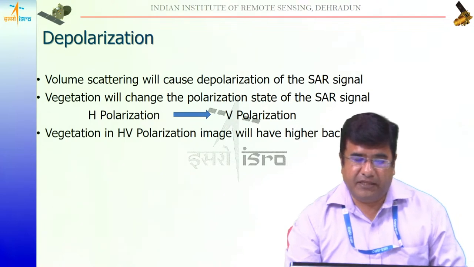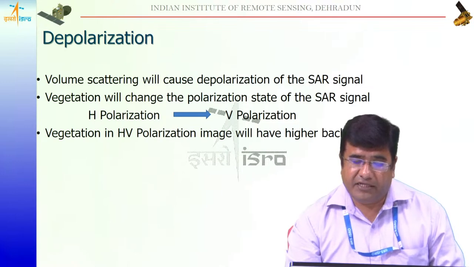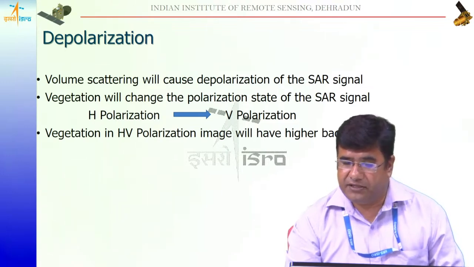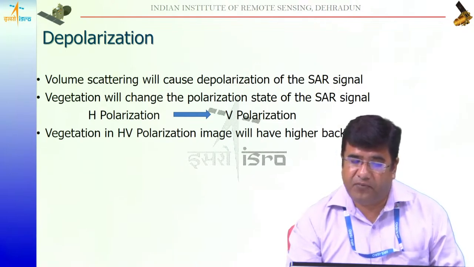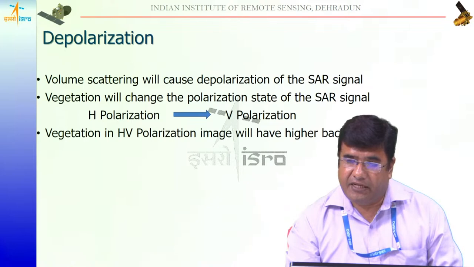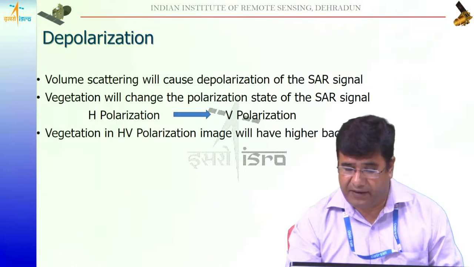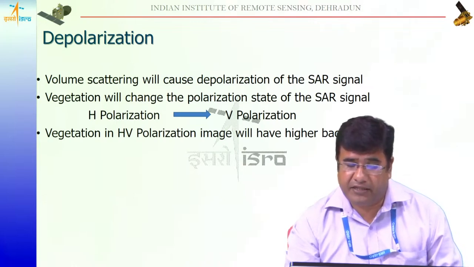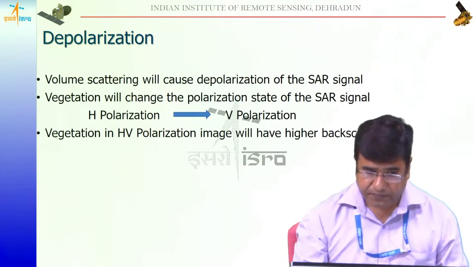So what is depolarization? The volume scattering will cause the depolarization of the SAR signal. Vegetation will change the polarization state of the SAR signal. So if we are sending the H polarization, then the vegetation will depolarize the signal, and it will make the V polarization. So if we use HV polarization, like if we are sending H and receiving V, then the vegetation in the HV polarization image will have the higher backscatter. So the HV polarization image is basically used to identify the vegetation in the SAR image.